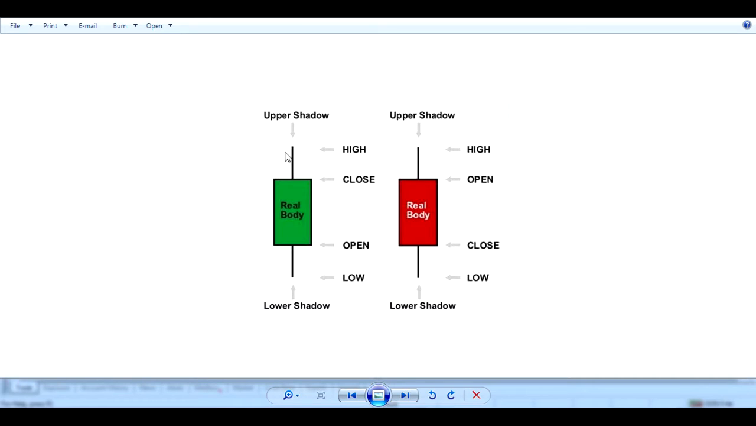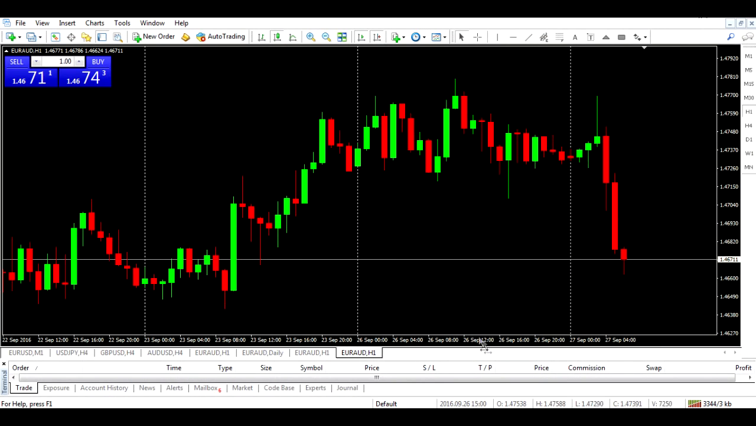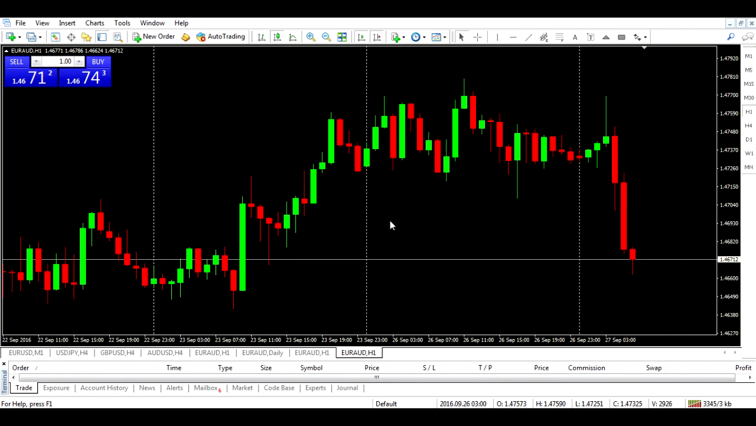You see here a thin line in the upper part and a thin line in the lower part. Since this is a green candle, it just means that this is a bullish candle. What we mean by bullish is this candle was moving up. Let me just go back on the chart and define the directions.